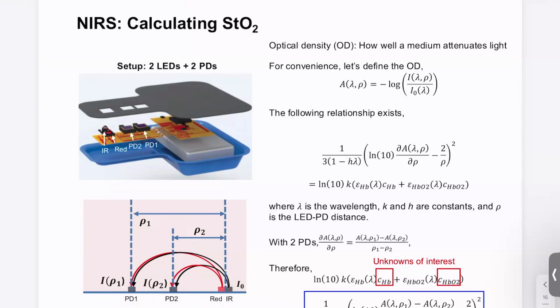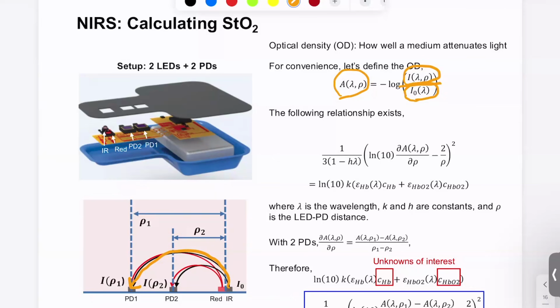And to do the NIRS calculation, we first want to define optical density. That is how well a medium attenuates light. So let's assume that light travels from the source to a photodiode, and there is zero loss, no light is lost. Then the optical density is defined as the ratio of transmitted light over incident light. And then we take a log.